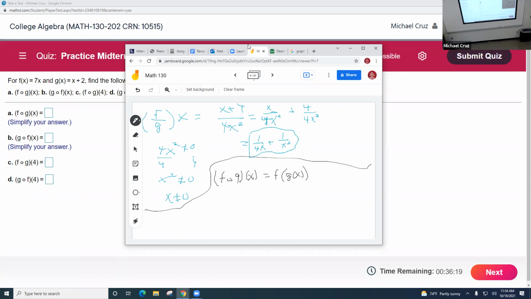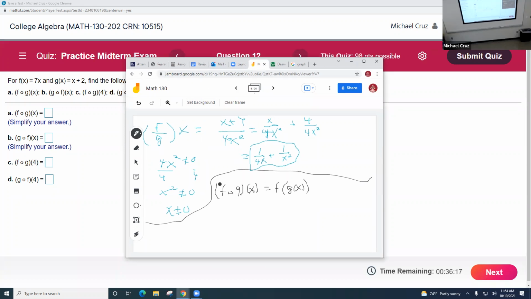So with this one, we got f, so that's 7, and in place of x, we're going to put x plus 2. So that's just going to be 7x plus 14, right? And then the backwards is g of f.